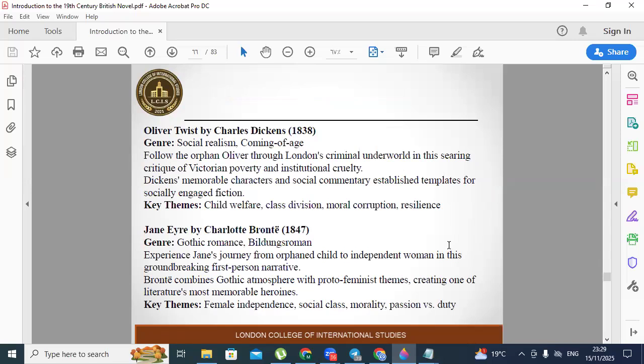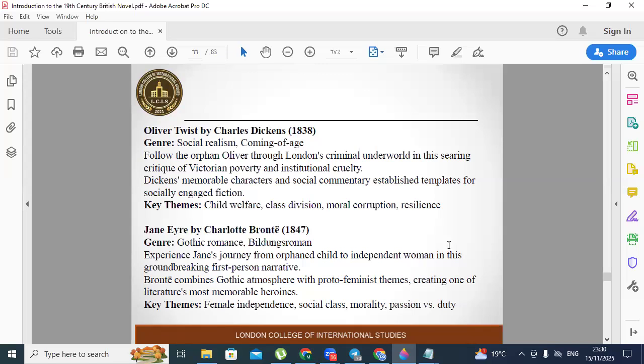Oliver Twist by Charles Dickens, 1838. Genre: social realism, coming of age. Follow the orphan Oliver through London's criminal underworld in this searing critique of Victorian poverty and institutional cruelty. Dickens' memorable characters and social commentary established templates for socially engaged fiction. Key themes: child welfare, class division, moral corruption, resilience.